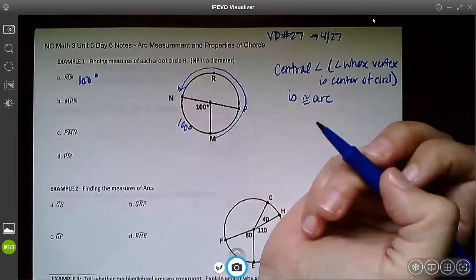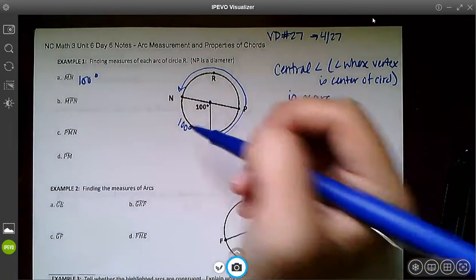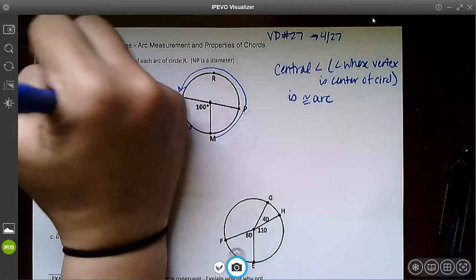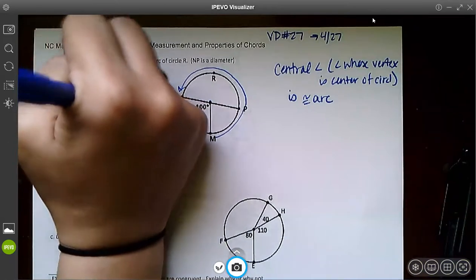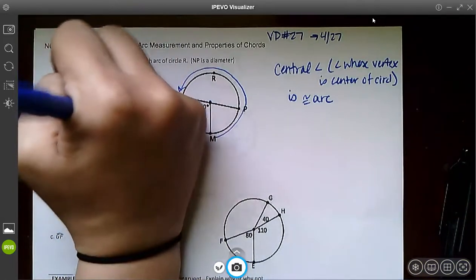Arc MPN is the arc that goes this way. Because this is 100, that's going to be 360, because a whole circle is 360, minus 100, which is 260 degrees.